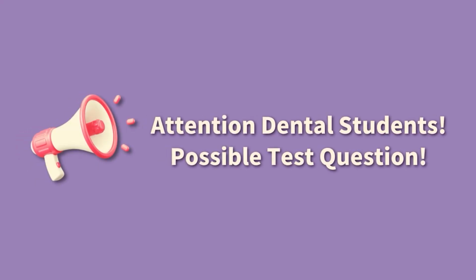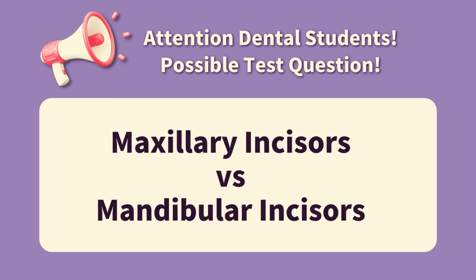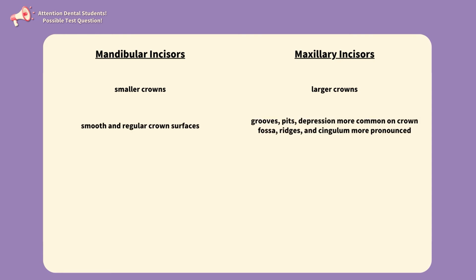Attention dental students, now that you know all of the incisors, we can compare and contrast them, specifically the maxillary incisors and the mandibular incisors. Here's a quick table of some of the differences. The mandibular incisors have smaller crowns than the maxillary incisors. The mandibular incisor crowns are more smooth and regular, while the maxillary incisors tend to have grooves, pits, and depressions, as well as the lingual features of fossas, ridges, and cingulums being much more pronounced compared to the mandibular incisors.